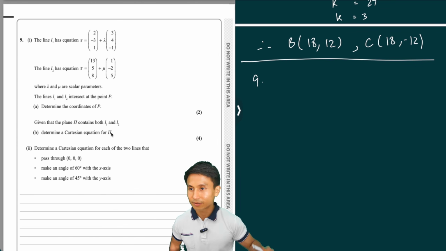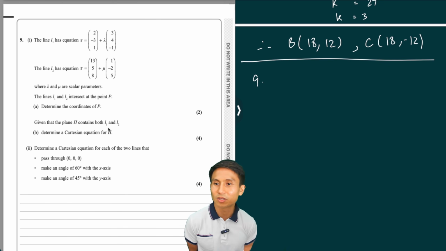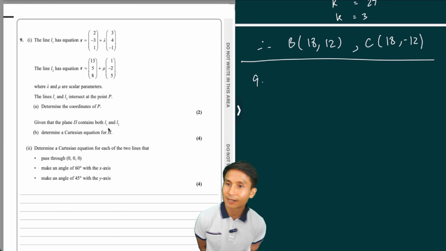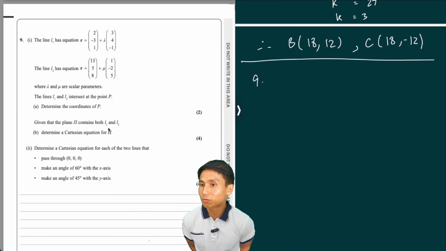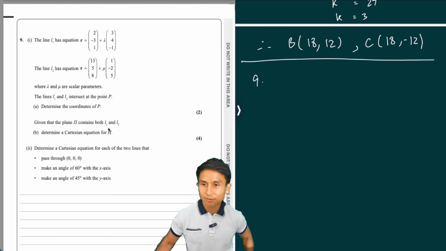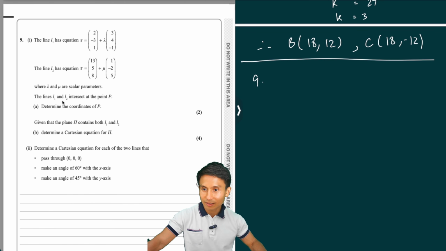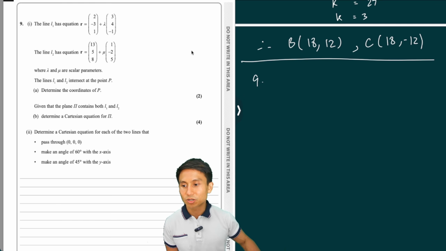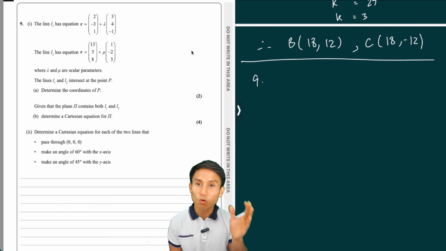Question 9. This is vectors. So in the university level, they call it linear algebra. And then number 9 here, the line L1 has equation r. Okay. So we have 2 vector equations of a line. Line L1 and L2 intersect at point P. Determine the coordinates of point P. Well, basically we're just going to equate them.